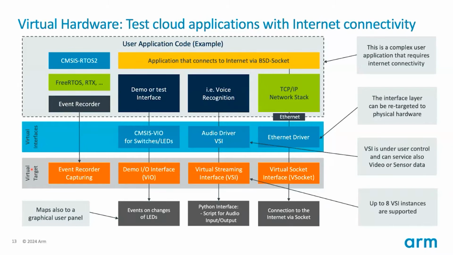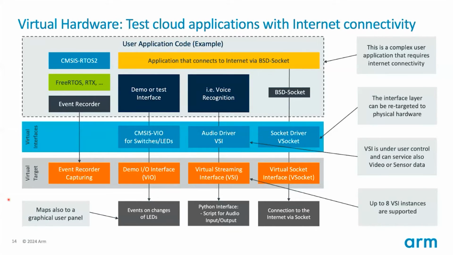And in the end, we have the virtual target, so the ARM virtual hardware, where you can capture the event recorder data. You can run a demo interface, a virtual streaming interface, to stream audio data in and out. And we also have a virtual socket interface. So how this works is that you are using a BSD socket, and that can connect to the virtual socket of the virtual hardware interface, and then connect to the cloud, using the internet connectivity either of the server where you are running the model, or your local PC if you run the model locally.